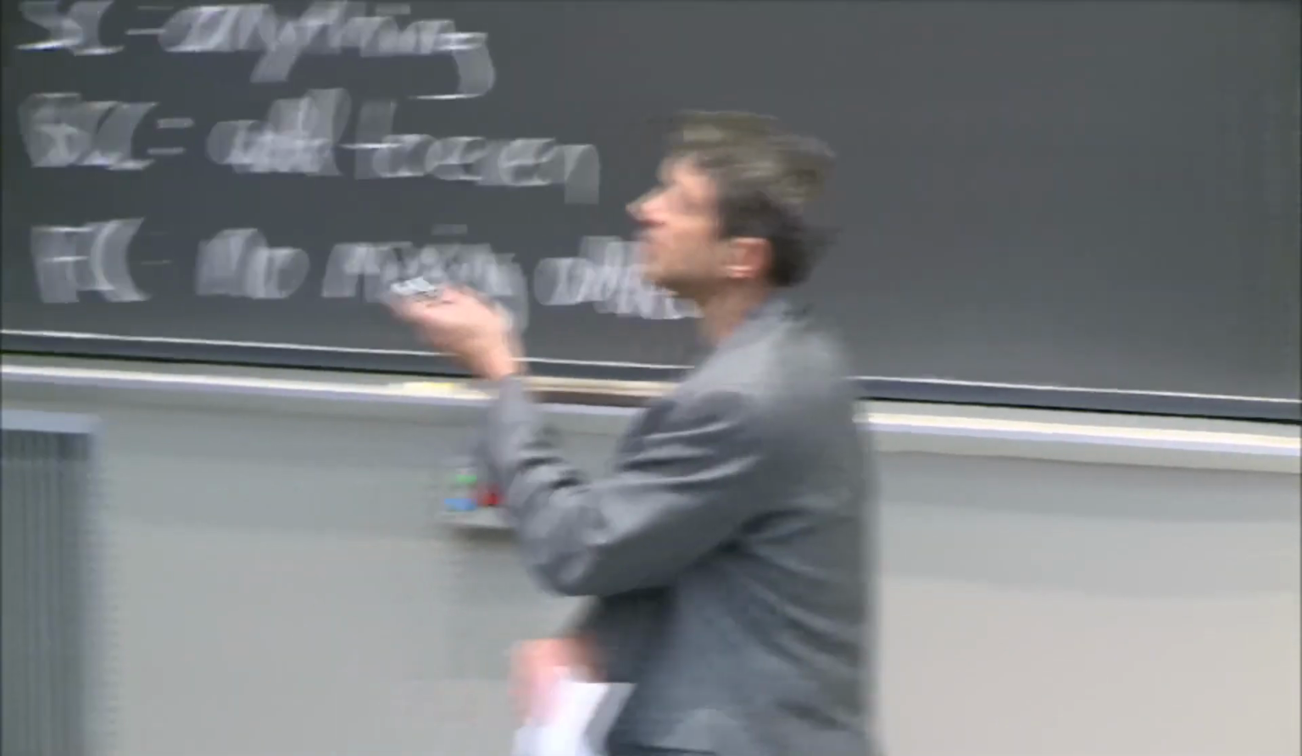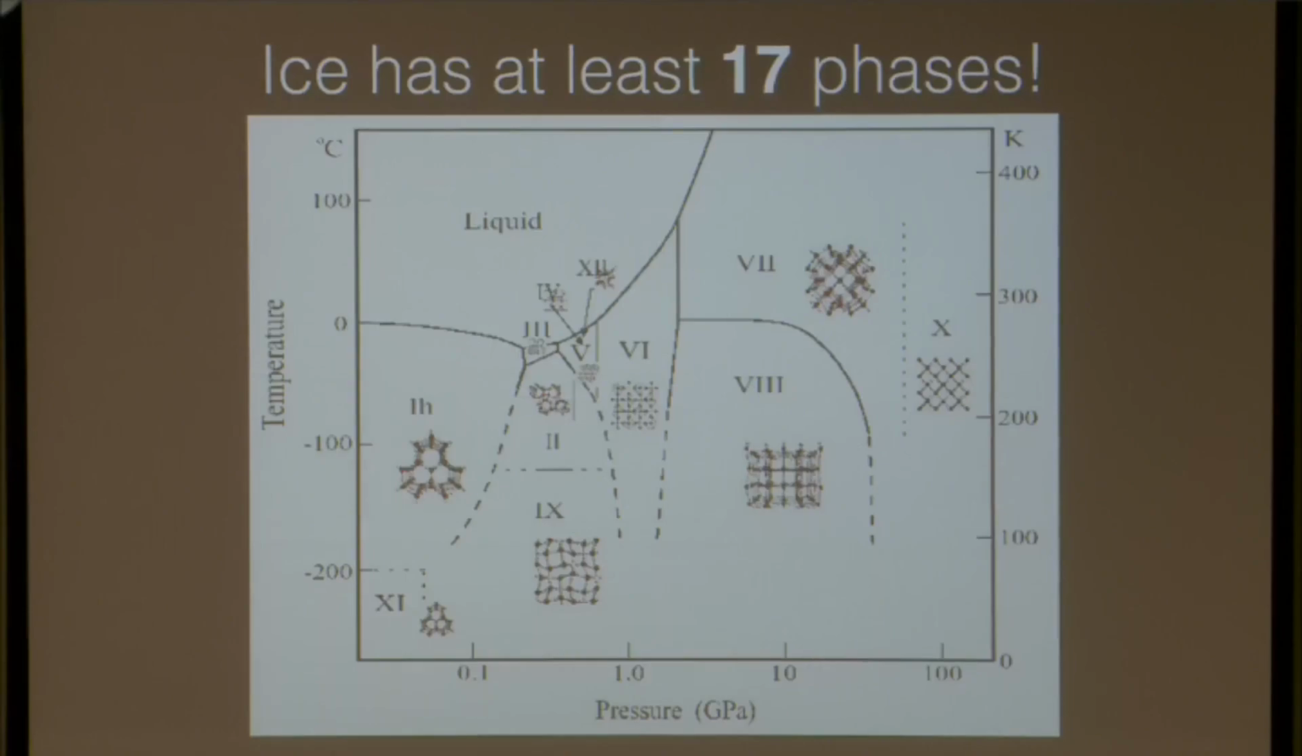I love this one. This is water. Now, don't worry about how complex this is. Actually, the whole point is it's complex. This is the phase diagram of water. Now, this doesn't even have them all. There are 17 current phases of ice. 17 different crystalline structures of ice. That is incredible, right? Now, you can actually imagine why from your knowledge in this class already.